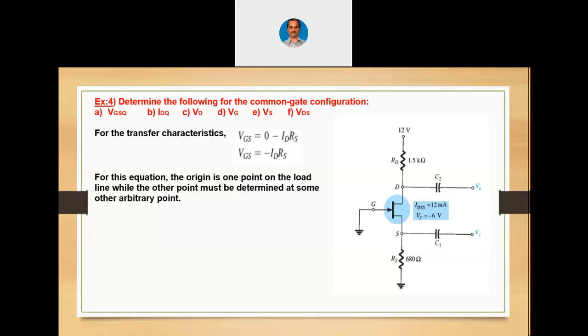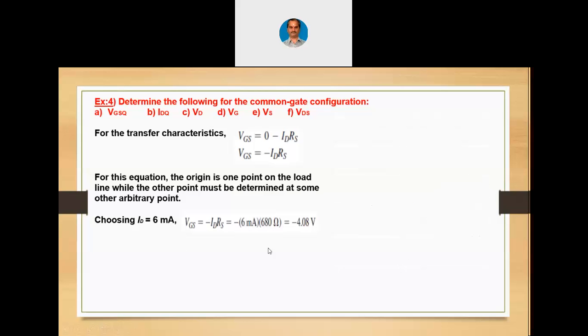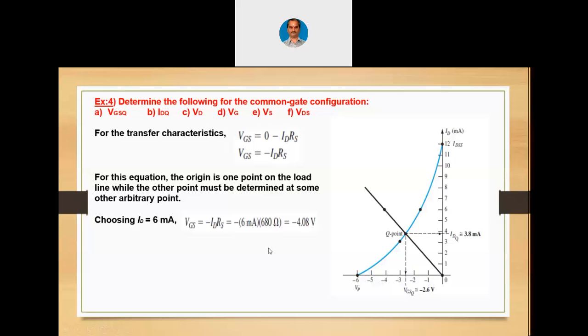For this equation, the origin is one point on the load line, while the other point must be determined at some other arbitrary point, for which we can substitute either IDSS by 2 or IDSS by 4, and we can respectively get VGS. So choosing ID equals 6 milliampere, IDSS by 2, we will get VGS equals minus IDRS, that is equivalent to minus 4.08 volts. Now using this particular value of VGS, we can gradually find out the Q point.